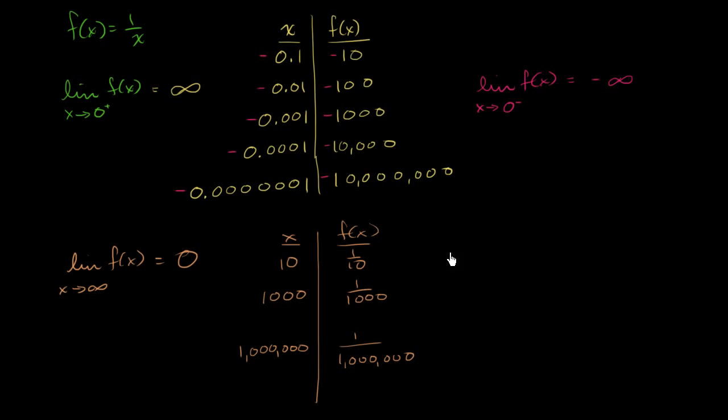Now let's think about the limit of f of x as x approaches negative infinity. So we're going to take numbers that are more and more negative. Well, if x is negative 10, this is going to be negative 1/10. If x is negative 1,000, this is going to be negative 1 over 1,000. If x is negative 1 million, this is going to be negative 1 millionth. But we still see that we are approaching 0. So here, once again, we are approaching 0.